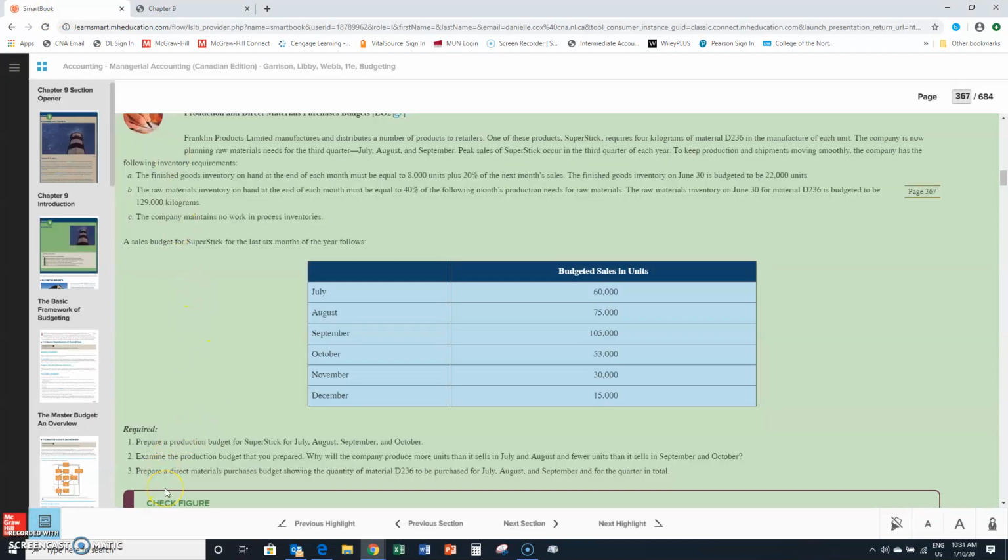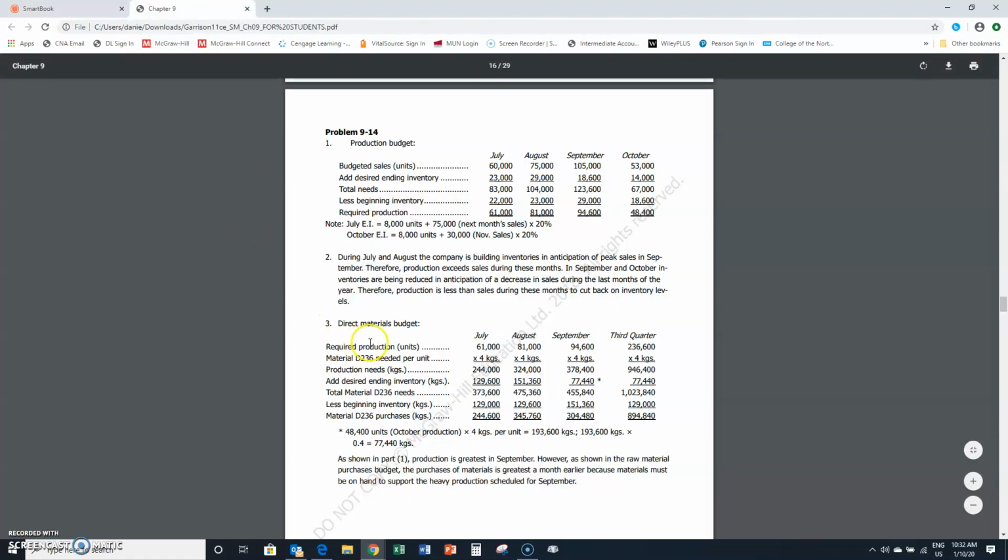Then in part 3, prepare a direct materials purchases budget showing the quantity of material D236 to be purchased for July, August, and September, and for the quarter in total. So, your direct materials budget. So July, August, and September, and then for the quarter in total. So how much of the material do you need?